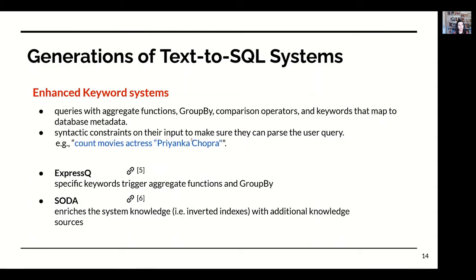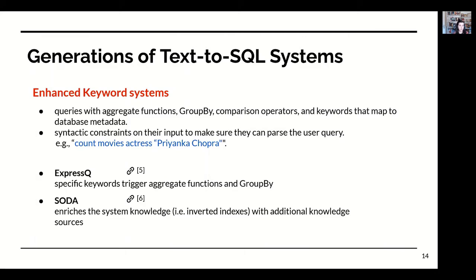Then we have what we call the enhanced keyword systems, where we have richer queries because now they can support aggregate functions, group by, comparison operators, and also include keywords that refer to the database metadata. This type of system also has syntactic constraints on the input. For example, a query would be like count movies actress Priyanka Chopra, and by having this specific syntax, they make sure that they can parse the user query.